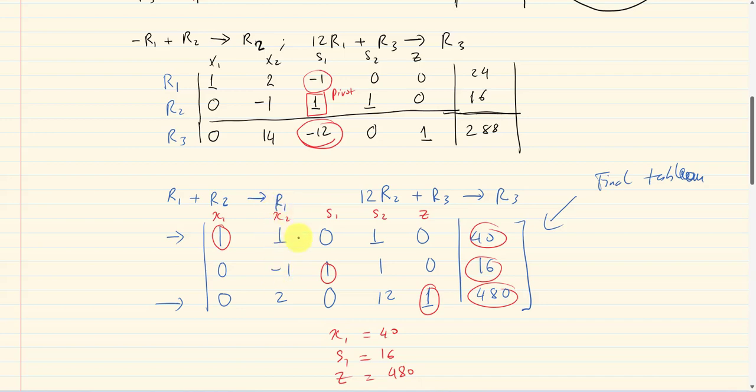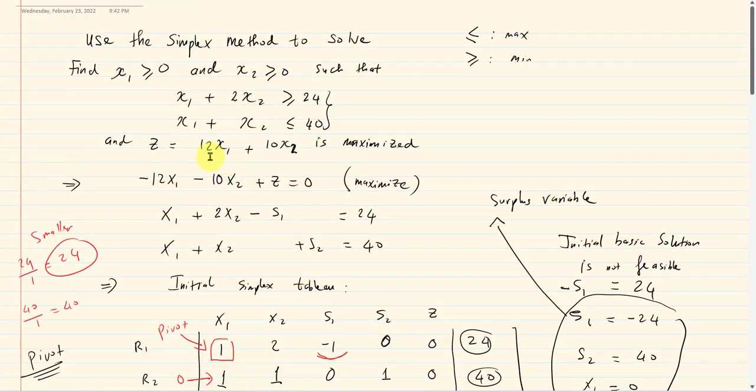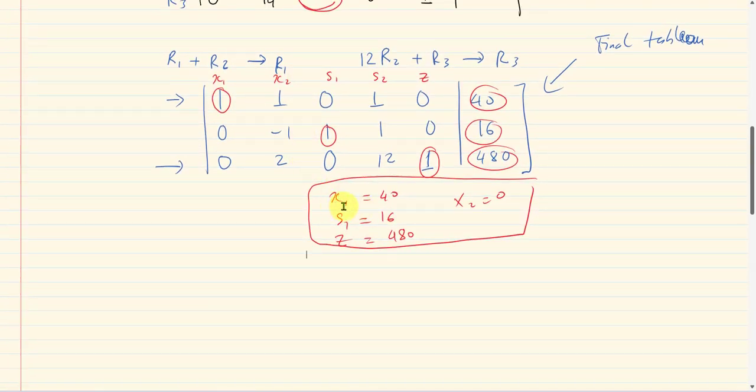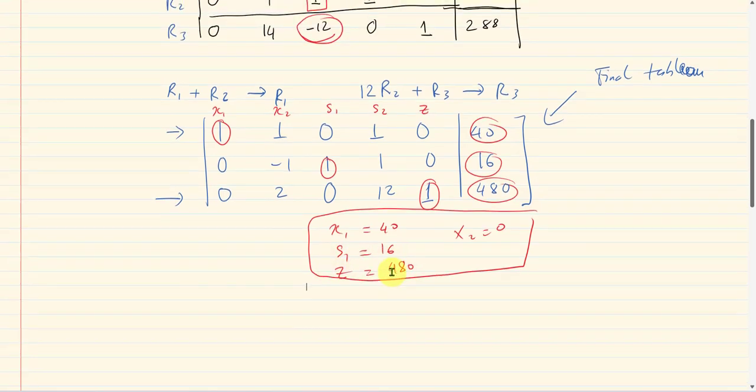And because x2, we have x1, s1, z, we look at x2 because I'm looking for the value of x2. That is what the question asked me. Because for x2, we don't have the pivot here with a 1 and the rest 0, so x2 would be 0. So this should be the answer. Okay, so the question asks you to find x1 bigger than or equal to 0, x2 bigger than or equal to 0, and now we are able to tell x1 is 40, x2 is 0, and these are just the extra information. With this value, we are able to maximize the objective function, and the maximum value is 480 in this case.